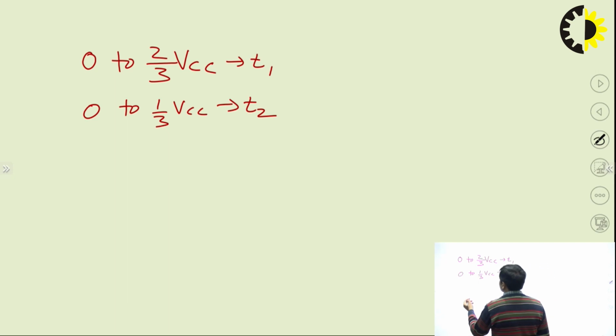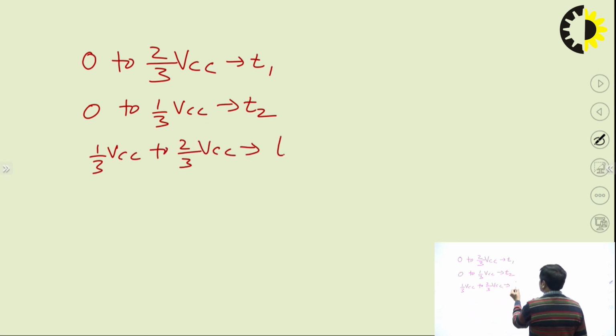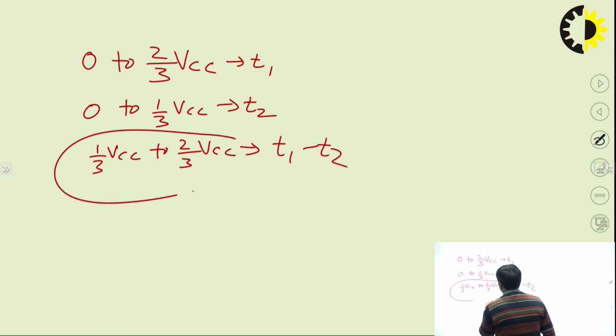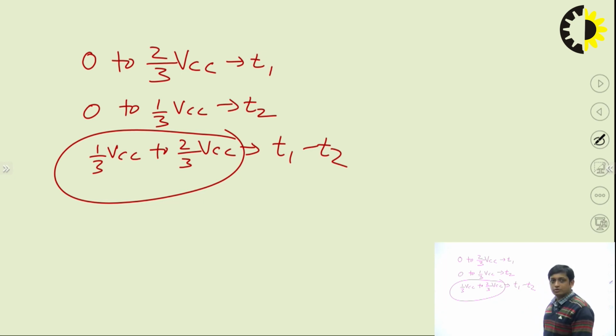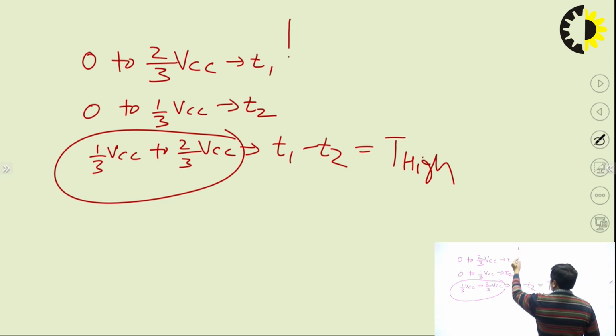So how much time will the capacitor require to charge from 1 by 3 VCC to 2 by 3 VCC? It will be T1 minus T2. And why are we interested in calculating this T1 minus T2? Because when the capacitor is getting charged from 1 by 3 VCC to 2 by 3 VCC, the output is high. So basically this T1 minus T2 is T high. T1 minus T2 is T high. So from here we can calculate it.